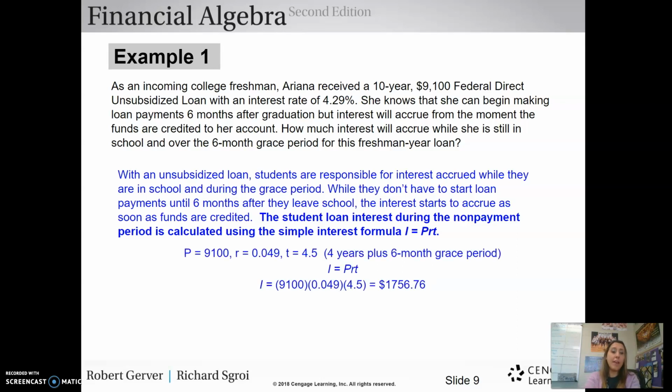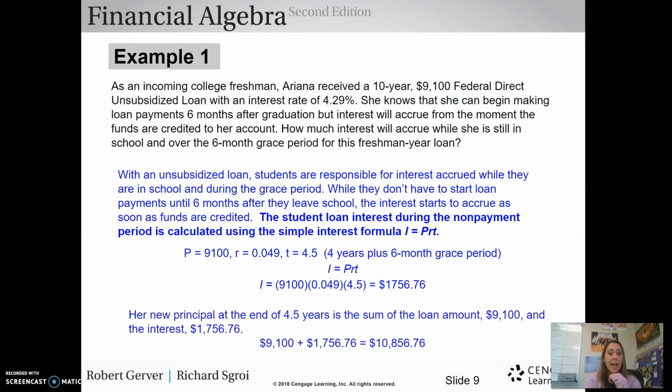So then we have our P is 91. Our rate is, remember, this is the number one thing that's missed on people's tests, that we're not converting that rate, that percentage, into a decimal. So we need to make sure that we're doing that. We enter that in, and it looks like she is going to have $1,756.76 just in interest during that time.